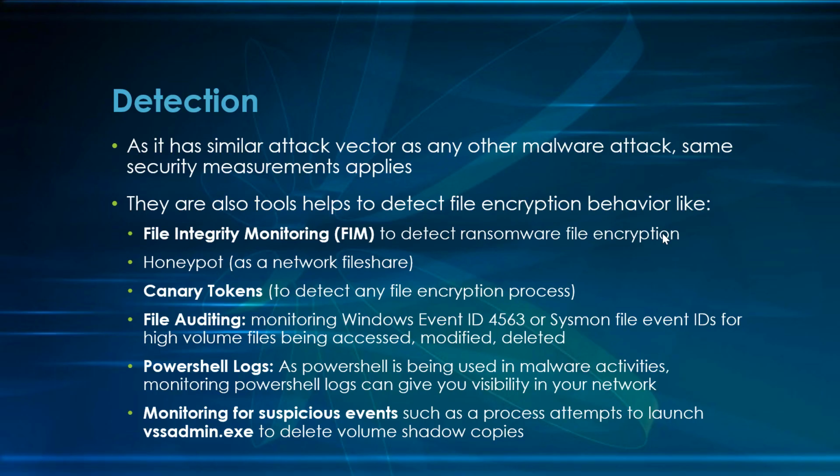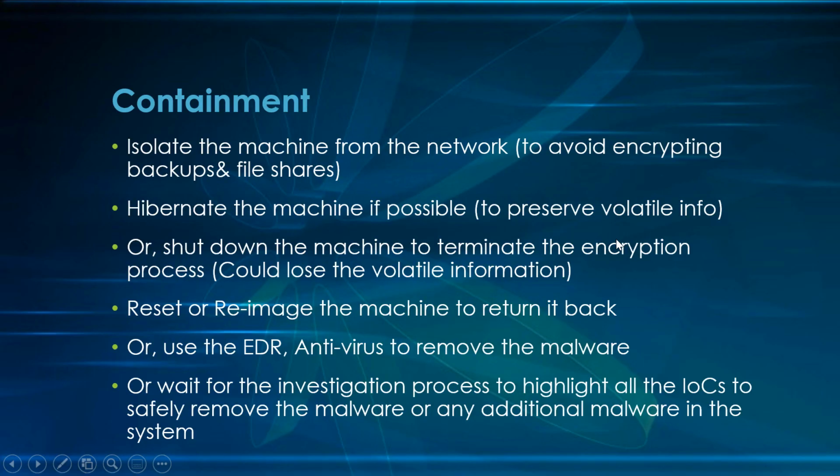At the end, it is like a normal attack, but the only thing is that once the encryption happens, which is the last phase, if you can detect the targeted attack early on, that will be a perfect way to stop any ransomware attack. But once you reach the point when the ransomware is running, you need to contain the attack as fast as possible. The first thing is to isolate the machine from the network to avoid encrypting backups and file shares. Hibernate the machine if possible to preserve the memory as well as to stop the encryption, or shut down the machine even if you lose data, but it can help terminate the encryption process.